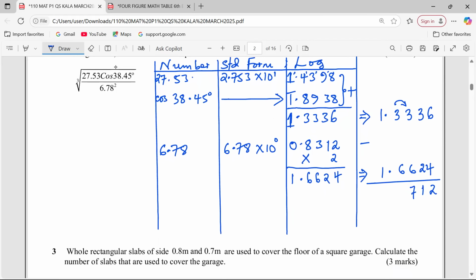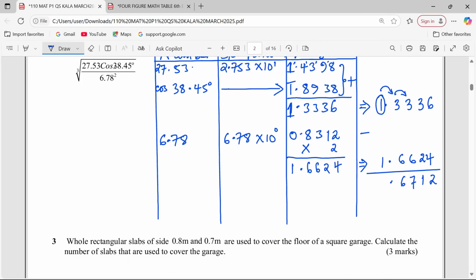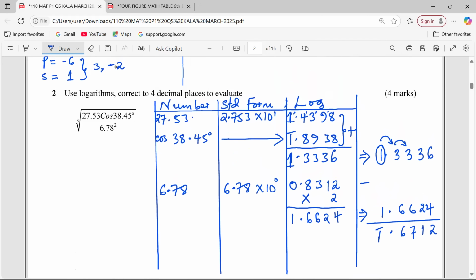Then this one became 2. So we can't subtract 2 and 6. We have to borrow 1 here, making it a 12. So 12 minus 6 is 6. This was 1 and we borrowed 1, so it became a 0. At this part, we are having a 0. So 0 minus 1, that becomes bar 1. Now, at this point, we are done with working out all the logarithms.